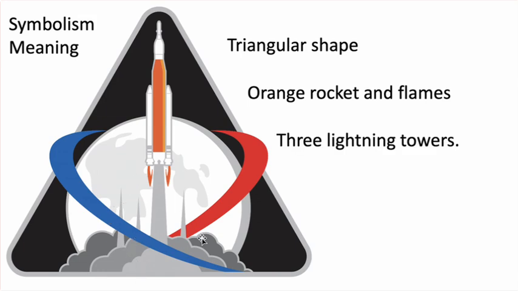The three lightning towers here represent the launch pad they launch from, which is very famous. It's called Launch Pad 39B, and it's the one that the Apollo missions would launch from. They've got these three towers there, so that's what those towers are representing. The green and the red are the mission trajectories. And we've got the moon.